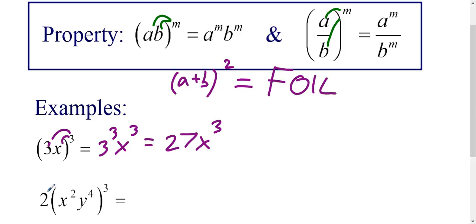Here, the 2 is not inside the parentheses, which means you're not distributing the 3, the exponent. You're not distributing it to the 2. It only goes into the parentheses, to each variable or coefficient in the parentheses. So the 2 is going to stay a 2.